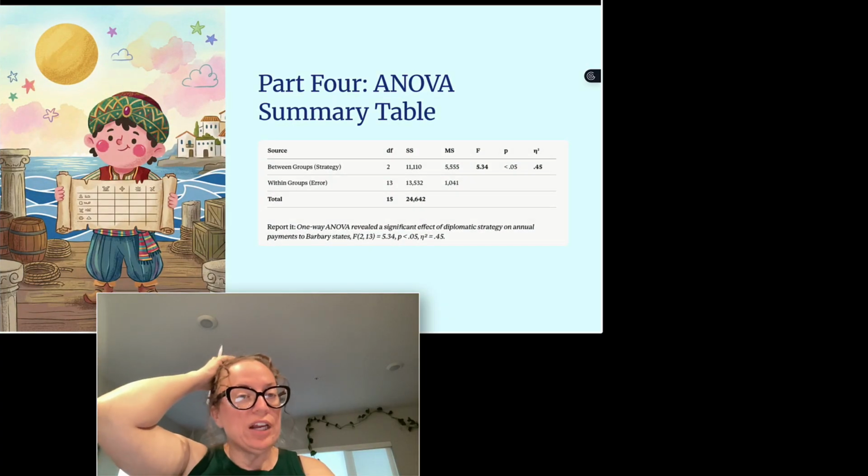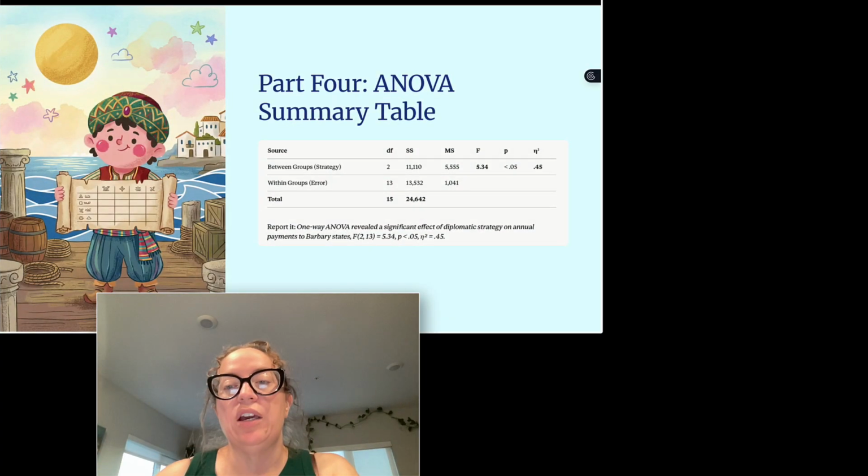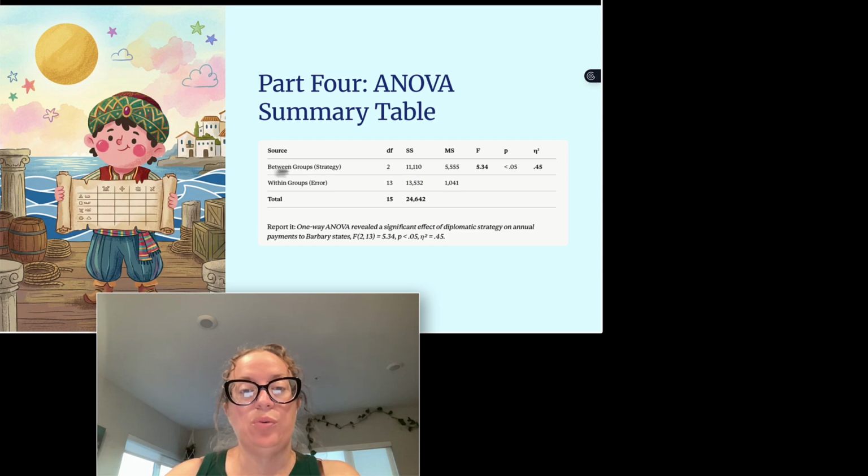Okay, so when you report ANOVA results in research, you use a standard format, and here's what it would look like. You're going to put your between groups and within groups, and say what those are. The between groups is your strategy, within groups is error. You're going to report your degrees of freedom, your sum of squares, your mean squares, your F ratio, your p value or alpha value, and then your effect size, which we're going to talk about. And then the totals for degrees of freedom and sum of squares.